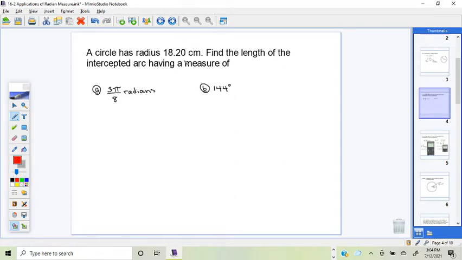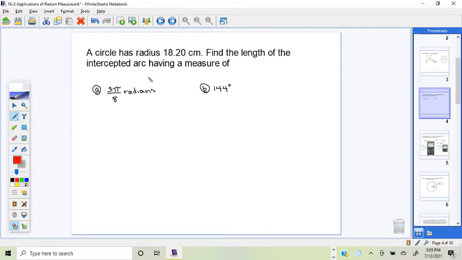Okay, so we have a circle that might have a radius of 18.2 centimeters, and you want to find the length of the intercepted arc. So this could be useful if you had any kind of a circular thing and you needed to maybe wrap a piece of a cord around part of it, or part of a flower bed and you had the measurements and you needed to know how much fencing to go around. But there are some things that this could be used for.